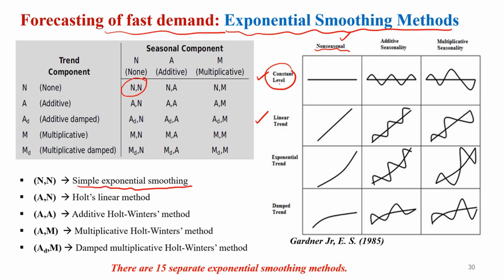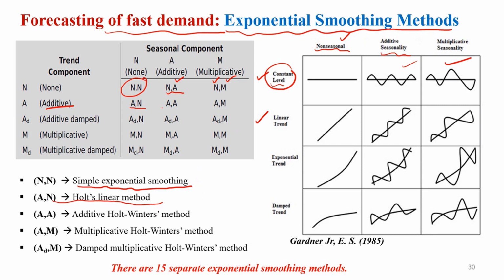But if we have the level component as well as additive seasonality, we can apply this particular model, which is N and A. That means there is no trend component, but there is additive seasonality. Similarly, with no trend component and multiplicative seasonality, as we can see here from the graphical perspective as well. If we have an additive trend and no seasonality, then we can apply the A and N model, which is also known as Holt's linear trend method.